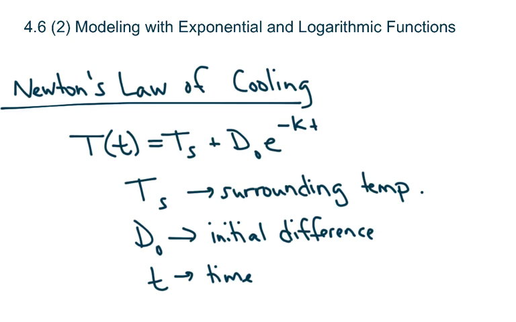k is going to be a constant. We may need to find it. Notice that e is raised to a negative rate. k is our rate. That's because the liquid in question is cooling, so it's kind of like decaying.